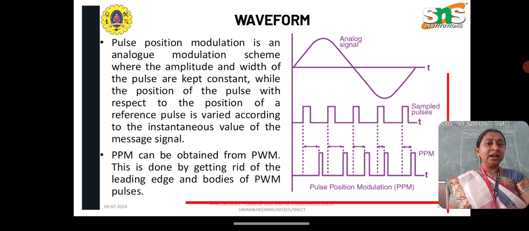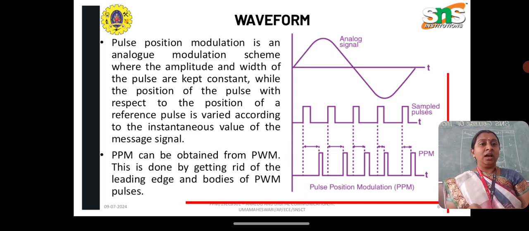The waveform here is shown for the pulse width modulation signal. In pulse position modulation, the analog signal is modulated where the amplitude and the width of the pulse are kept constant, while the position of the pulse with respect to the position of the reference pulse is varied according to the instantaneous value of the message signal. The pulse position modulation can be obtained from the pulse width modulation. This is done by getting rid of the leading edge and borders of the pulse width modulation pulses.